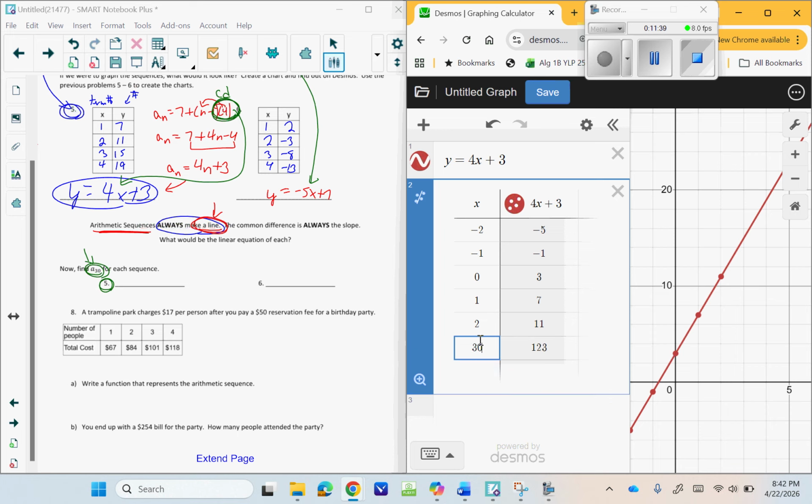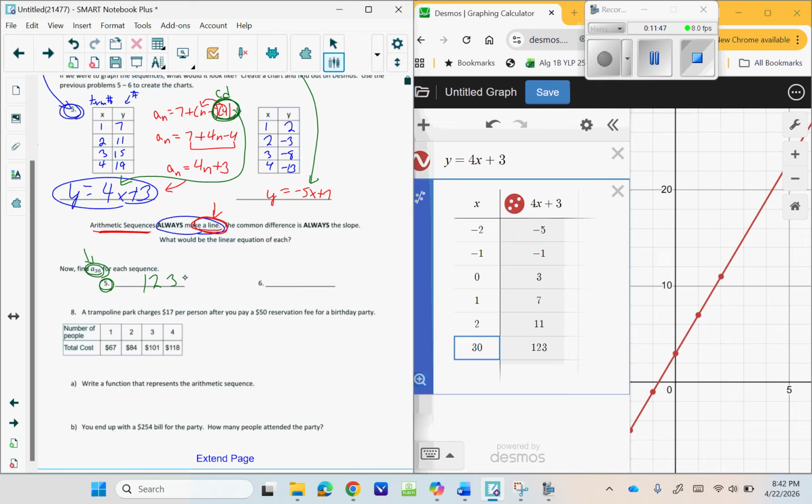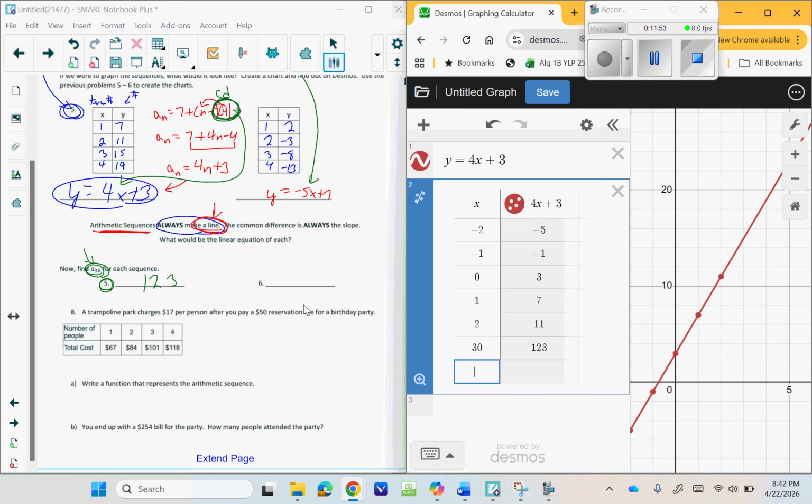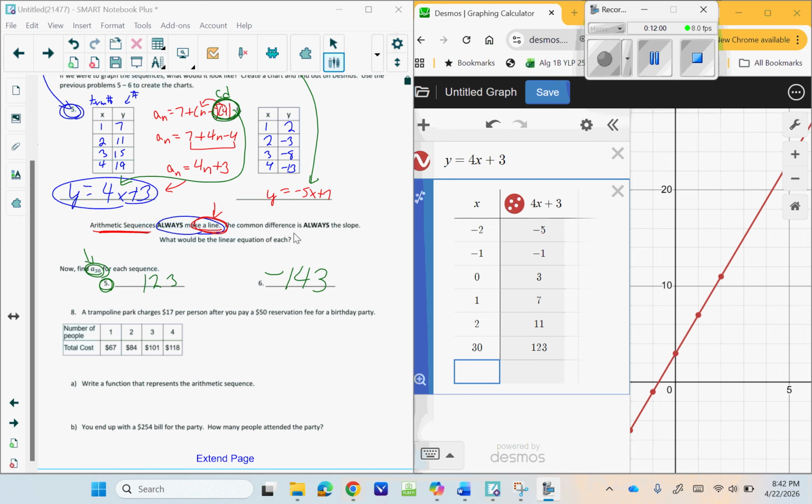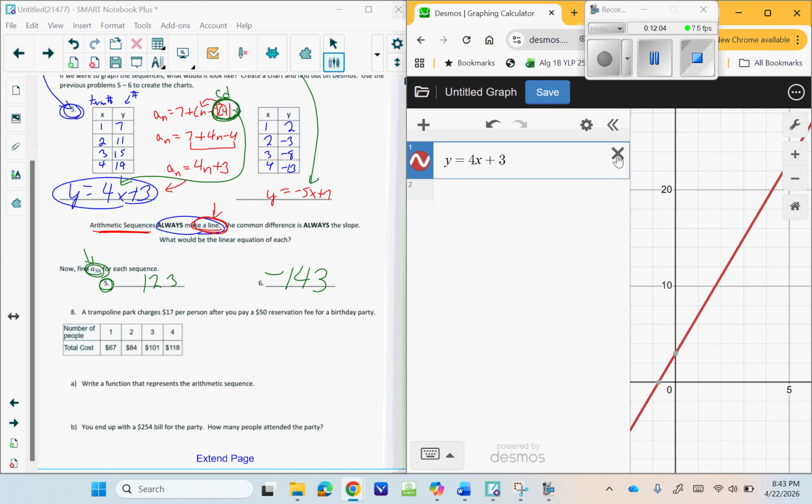So if I want the 30th term in the sequence, it's going to be 123. So it's just going to keep on putting out whatever I wanted to. If I wanted to find the 500th term, I could do that. Okay, go ahead and try number 6 and see what you get for that. So 6, you should have gotten negative 143 when you type that into Desmos.